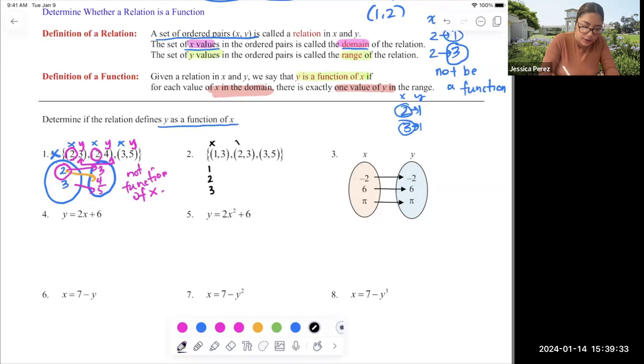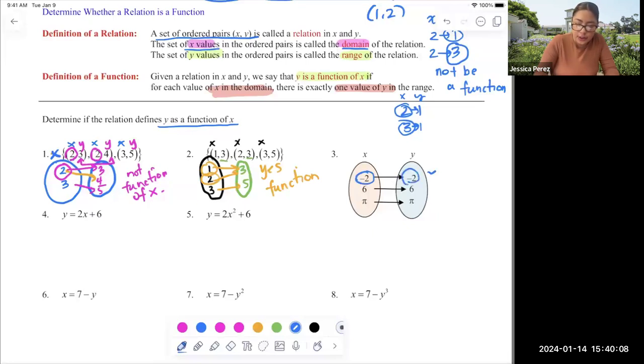Now, similarly, 1, 2, and 3. I'm looking at the next example. These are my x values. That's my domain. And my range is just 3, and then 5. So we're going to do some arrows: 1 goes to 3, 2 goes to 3, and 3 goes to 5. Is that allowed? Is this a function? Yes, because these are two different x's. That is a function.